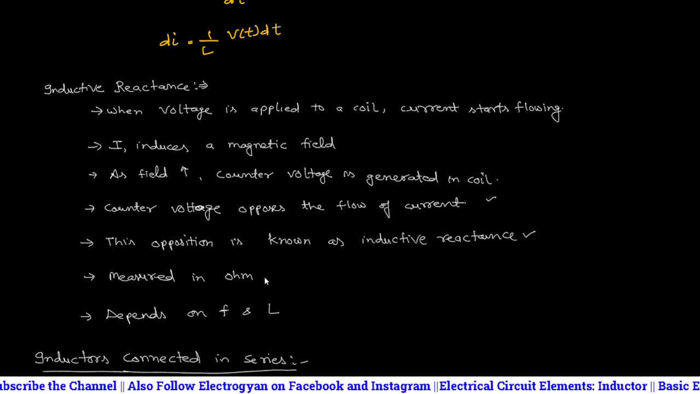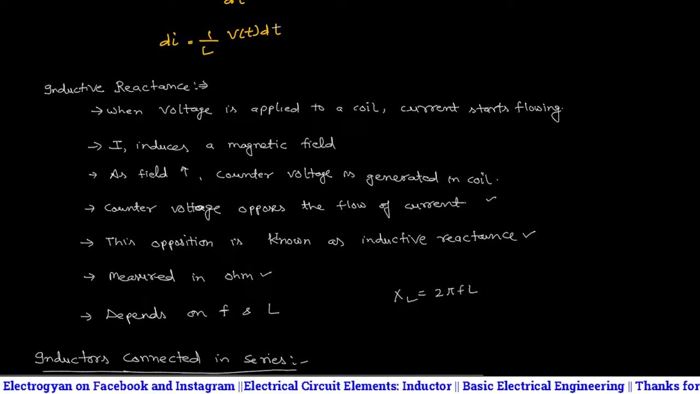This inductive reactance is also measured in ohms, and its value depends on frequency and inductance. Its formula is XL equal to 2 pi F into L. Here XL is the inductive reactance, F is the frequency, and L is the inductance.